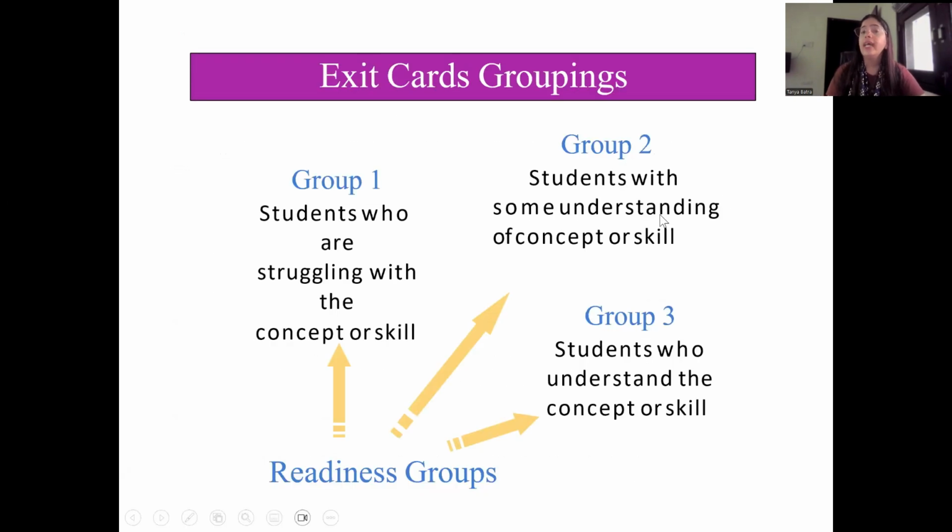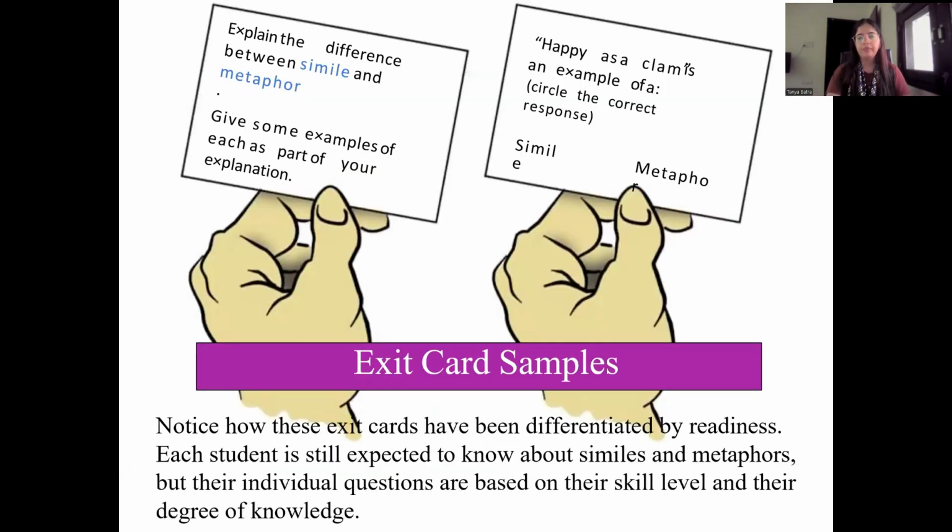Okay. Now, exit card grouping. When the teacher is preparing these exit cards, they can be divided into three groups. Group one, students who are struggling with the concept. Group two, students with some understanding of the concept. Group three, students who understood the concept or the skill. So you can divide your exit cards into these three groups.